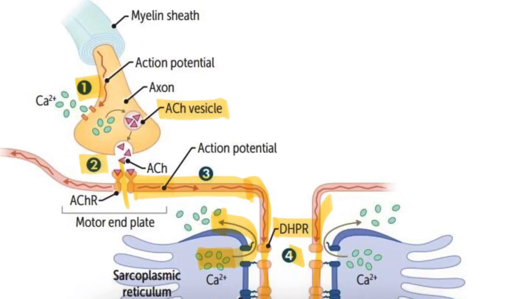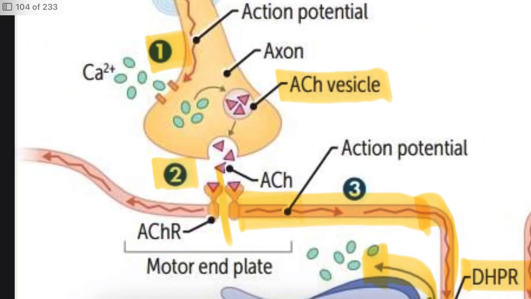Neuromuscular transmission: the motor neuron initiates the signal, and we have the neuromuscular junction, that is the synapse between the motor neuron and muscle fiber. Acetylcholine, the neurotransmitter, facilitates signal transmission. How does this process happen? Action potential arrival: an action potential travels down the motor neuron to the neuromuscular junction.